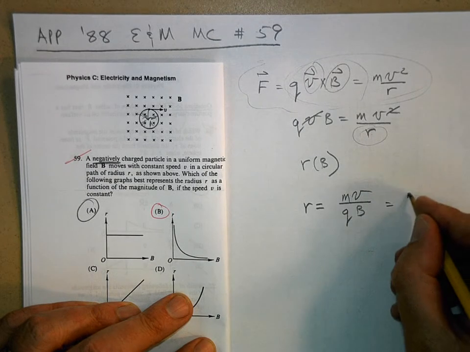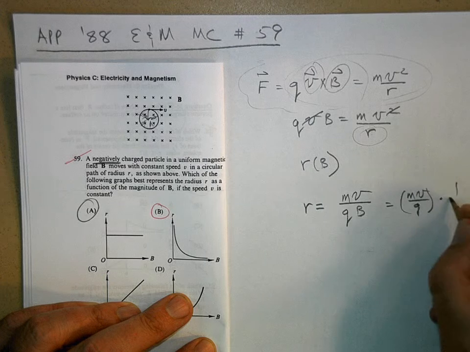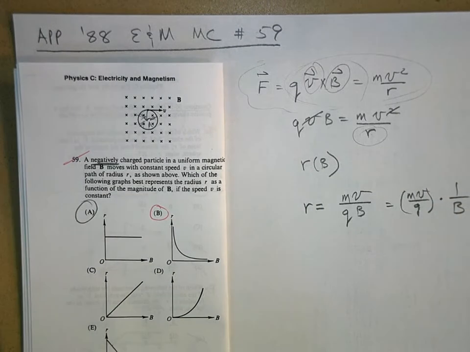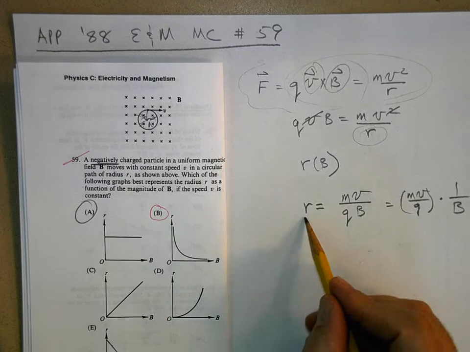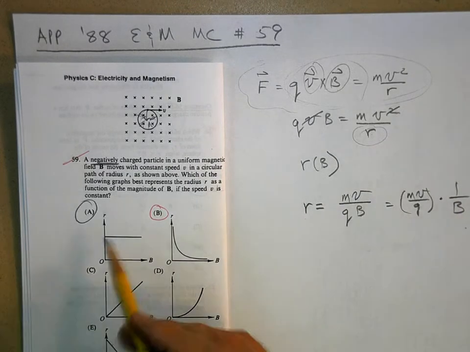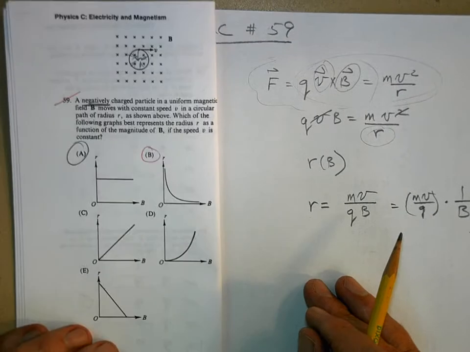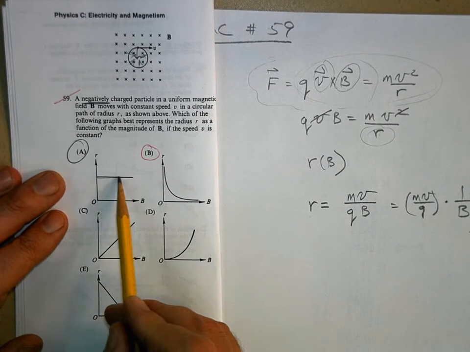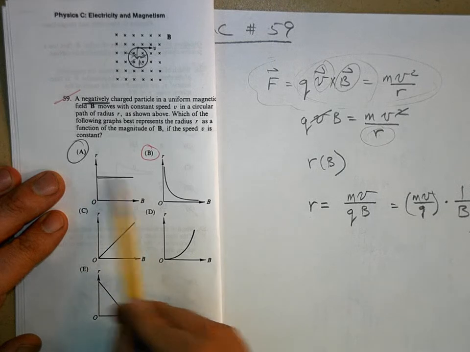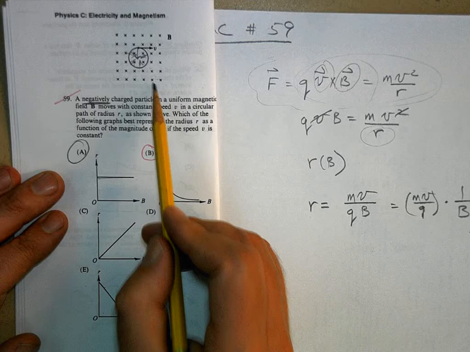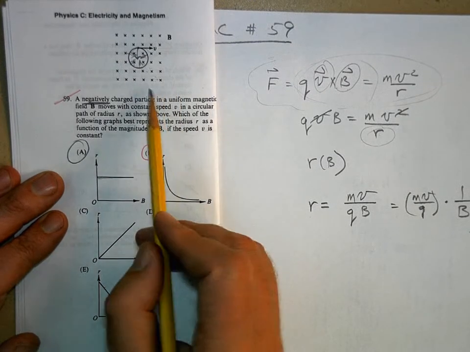So r is a function, well, m and v and q are all constant, right? It's a function of 1 over B. So we're looking at an inverse function. So r is inversely proportional to B. So we're going to look at our choices here. And notice that, well, it's not a constant, right? I mean, r does change with B. If I increase the magnetic field, I'm going to change the radius of that circle.